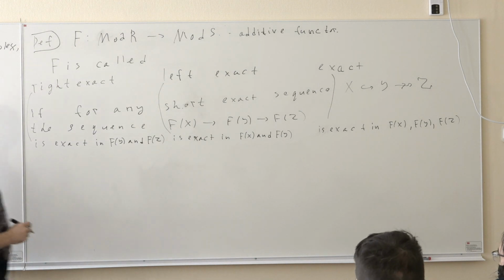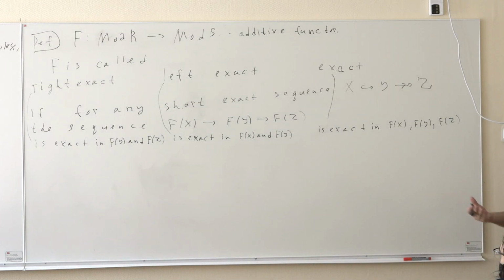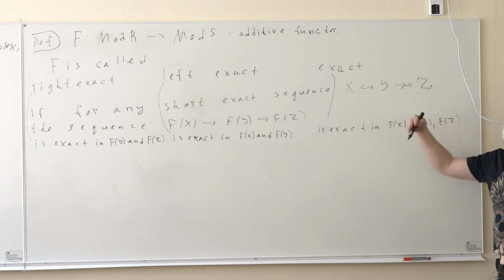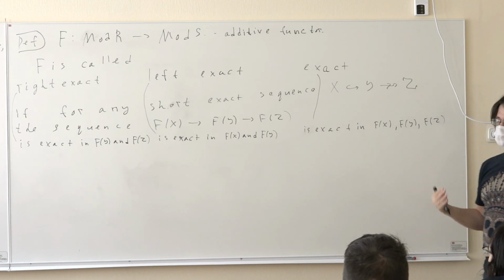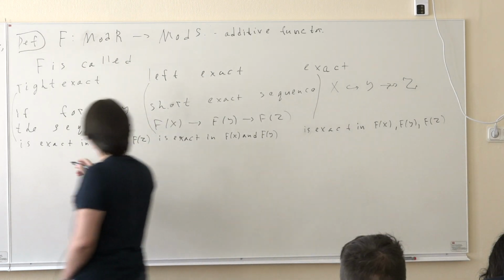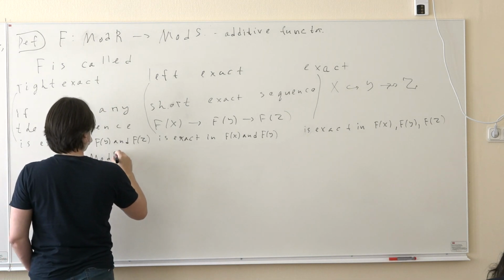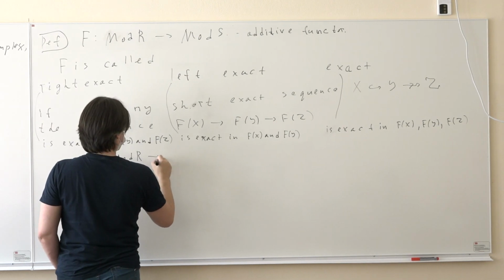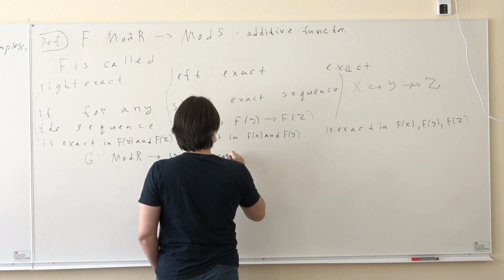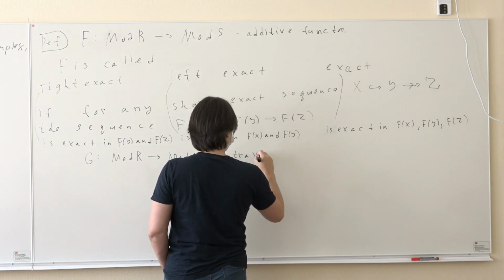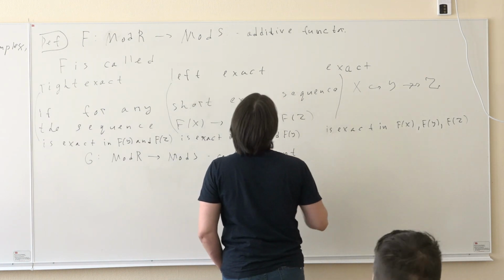So if F is contravariant, then of course left and right exact is the same thing. Like if you have a short exact sequence, you obtain a short exact sequence when you apply the functor. Mod S is a contravariant functor.